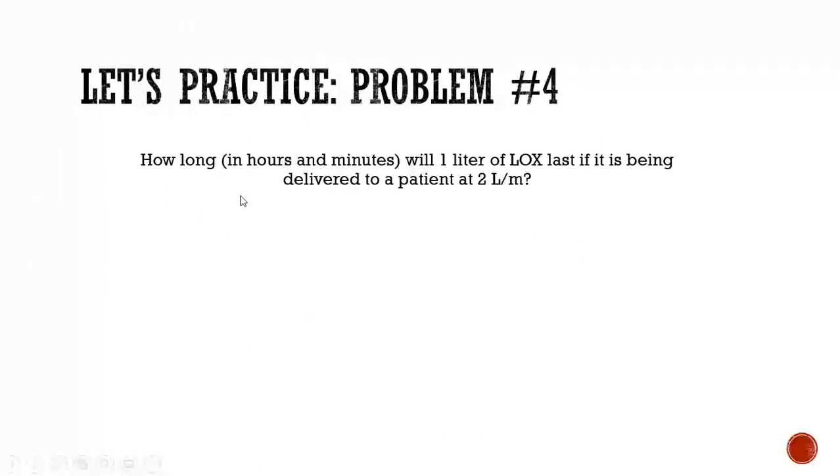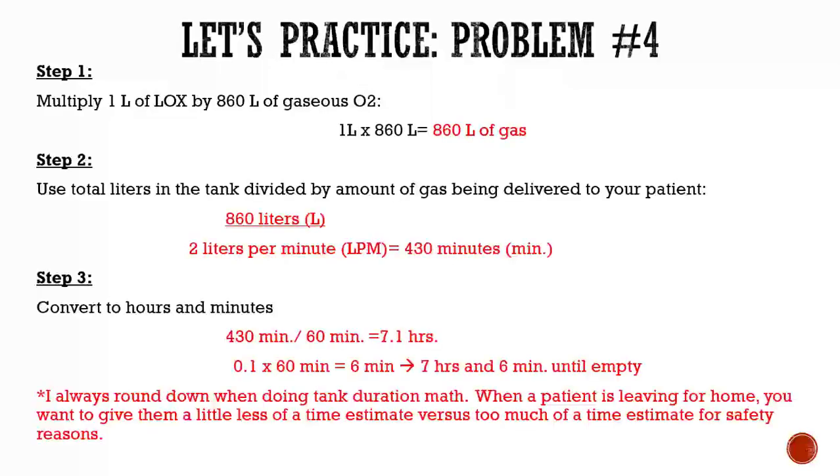So this is an example of what I was talking about where they'll give it to you in liters and not in pounds, and that takes away a step. So how long in hours and minutes will 1 liter of liquid oxygen last if it is being delivered to a patient at 2 liters per minute? So you would just take your 1 liter of liquid oxygen and multiply it by 860 liters. You don't have to worry about pounds because you didn't get it in pounds. You got it in liters already. So that pound conversion is just to take pounds and convert it into liters. Here, they gave it to you in liters. So 1 liter times 860, again, 860 liters of gas.